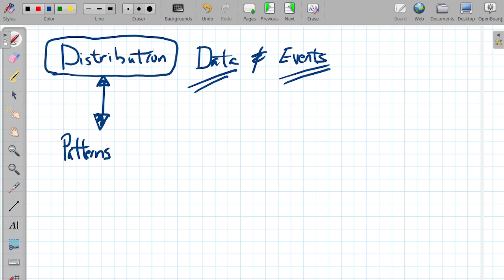So what are the patterns in data? Well, data patterns would be what's the most common occurrence? What's the most common value? That's part of identifying a pattern. Most common value. If we were talking about events, what is the most likely outcome?